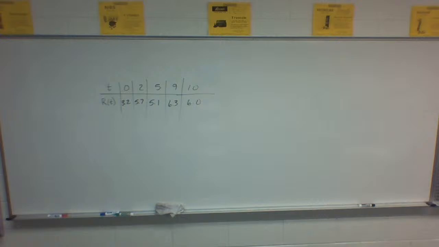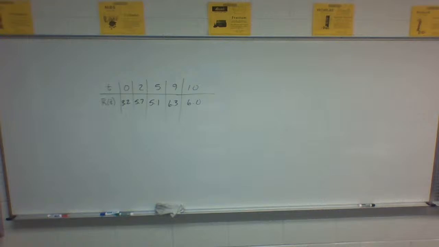Let R of T denote the rate in gallons per hour at which sewage is pumped into the tank at T hours. The table shows 5 rate measurements over the 10-hour period. So somebody at 2 hours said, okay, right now it's flowing in at 5.7. At 9 hours, they took another snapshot and said it's coming in at 6.3, for whatever reason. That's the rate at which it is going into the tank. This is what we need to do with that information.